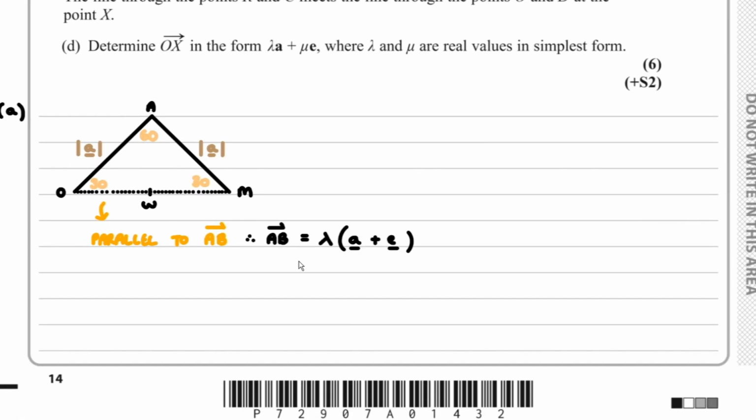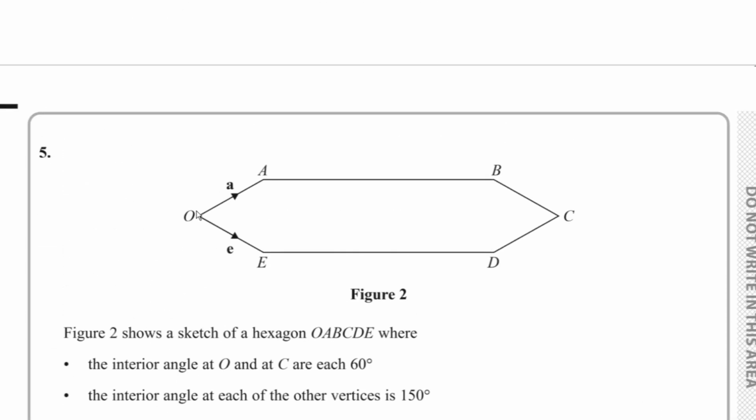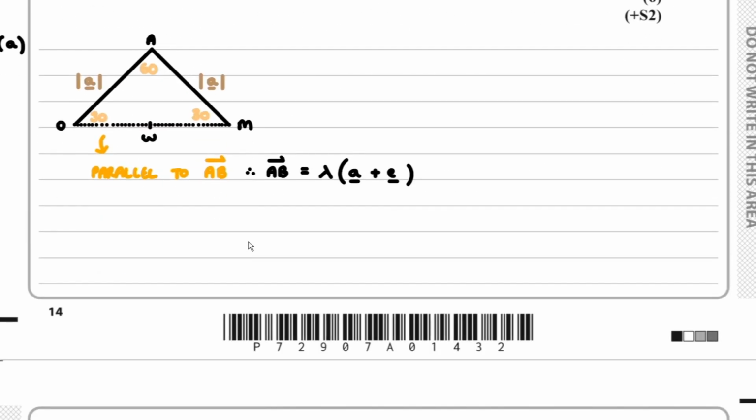The vector AB will equal lambda times by A plus E. Now this A plus E is what the vector OM is, because we go O to A and then A to M. And A to M is sort of going back down, and that's given by the vector E. Which means the mod of the vector AB is equal to lambda times by the mod of A plus E.